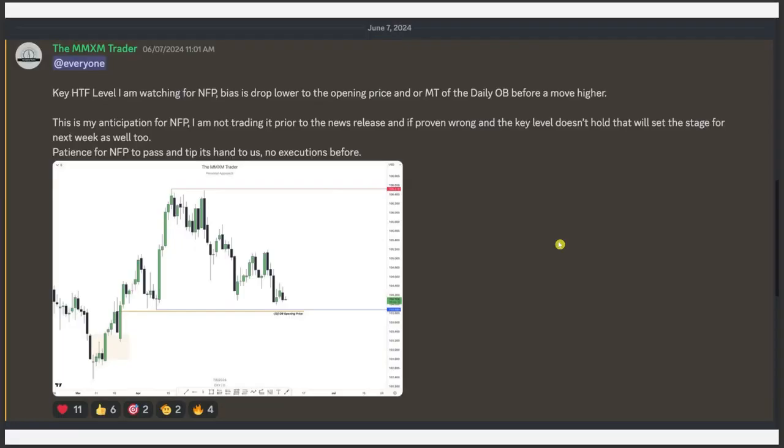Here's the slide of the Discord, right? The MMXM trader outlined this is the key level we'll be waiting for after NFP, and then the anticipation is that we're not going to trade lower than this key level, and we're going to outline why this is such a high probability area for a long.